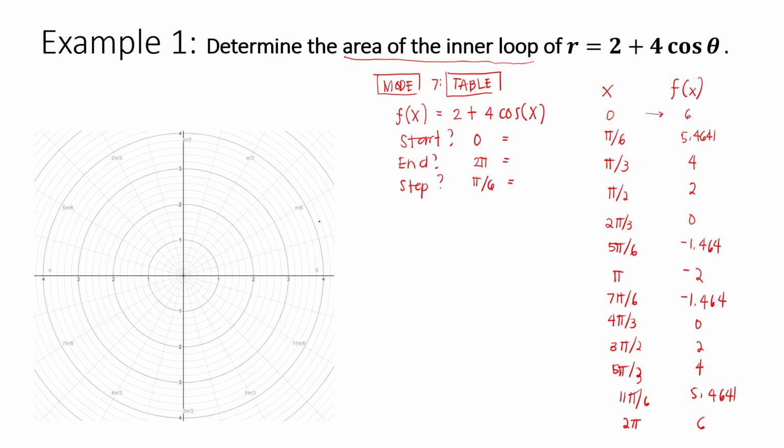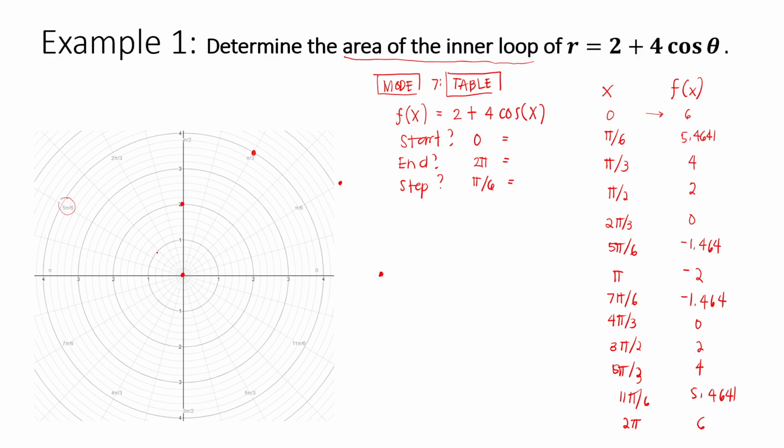Once you have these values, this is the time that you're going to create your graph. Let's say 6 is off the graph, so we just put it here because the graph only goes up to 4 units. The next is 5.46, so let's say 5.46 is in this region. And then 4, 2, 0. Then negative 1.464 for 5 pi over 6. Again, 5 pi over 6 is this location.